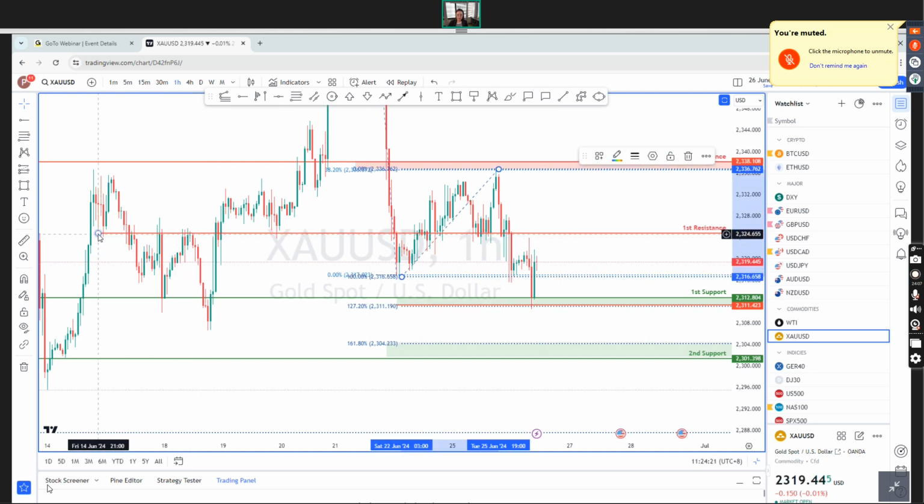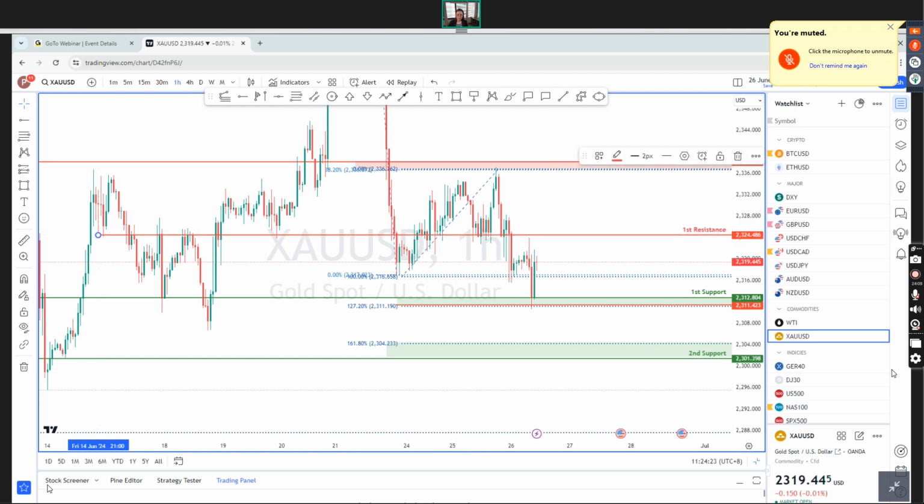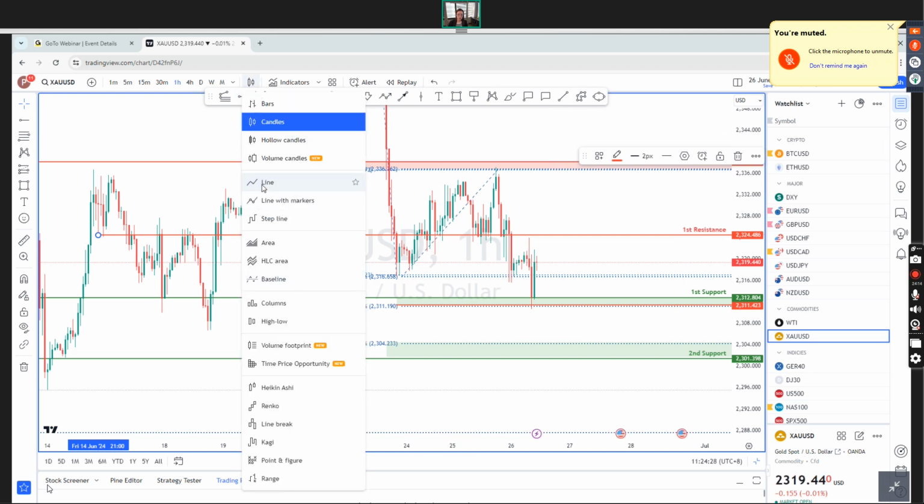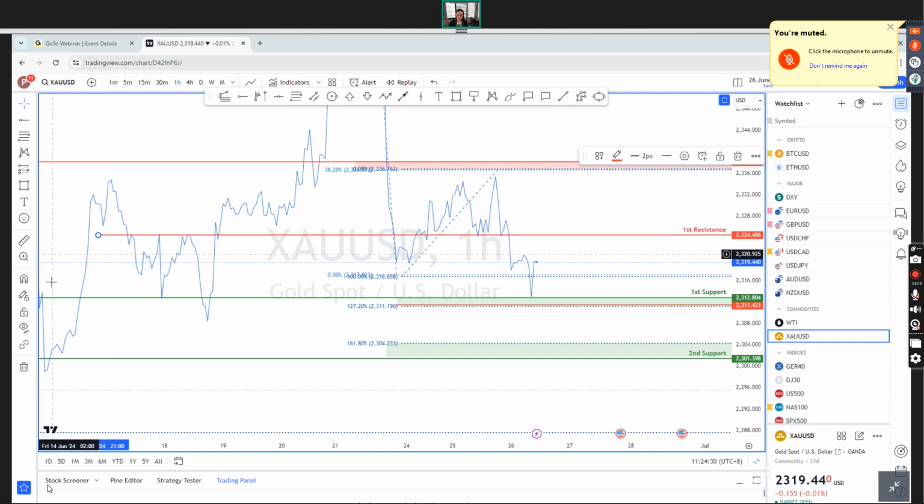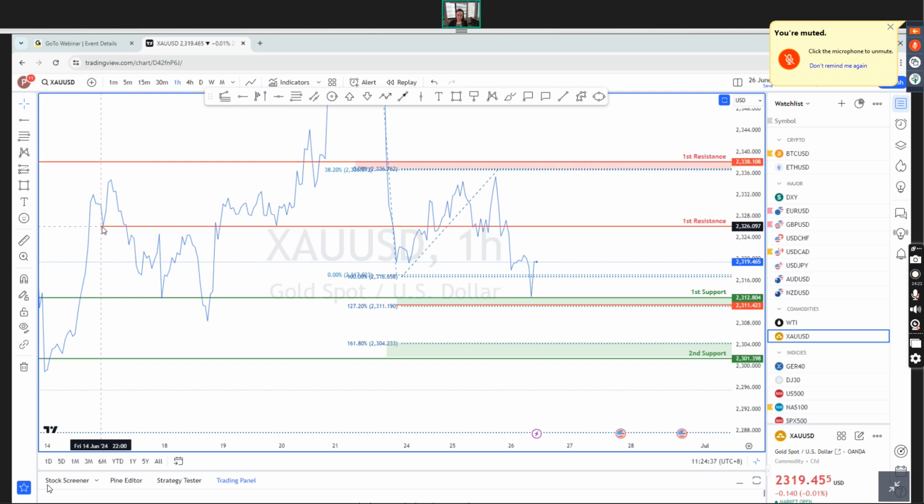What you can see here, it will look like that. Okay, but what if you go to the line chart? It will look like that. If you were to identify this one based on the line chart, it will look like that, right?